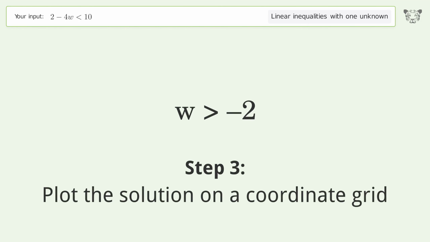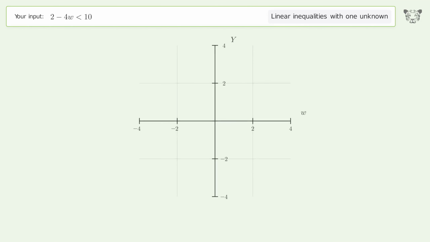Plot the solution on a coordinate grid. And so the final result is w greater than -2.